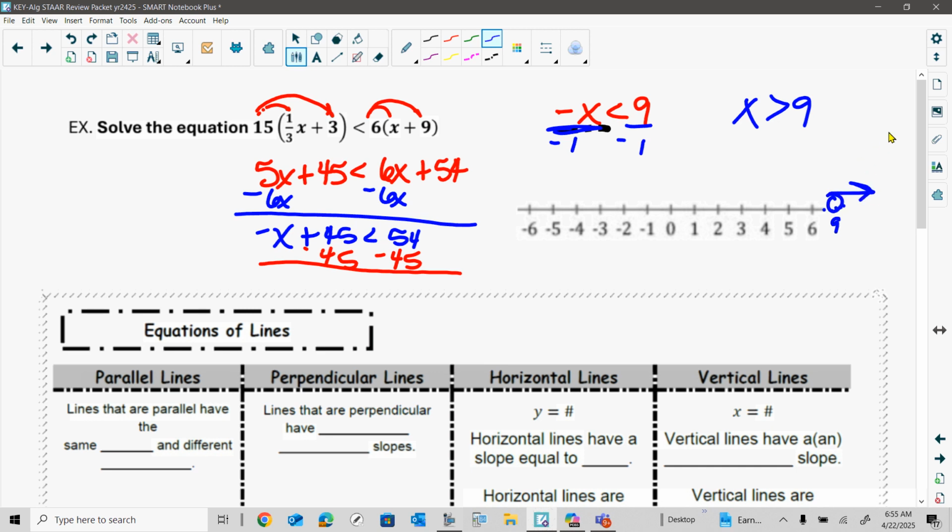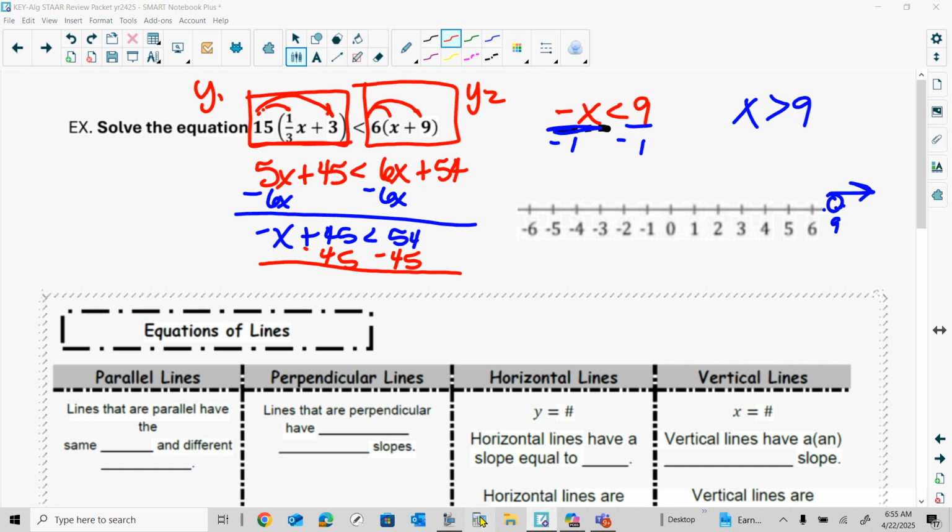Now, the way you can use your calculator to get this answer is what you have to do is you have to make the left side y1, and then the right side, put it in y2. Okay, so you go to your calculator, and I get my calculator here. It's gonna take a while. Hold on, let me get it on.